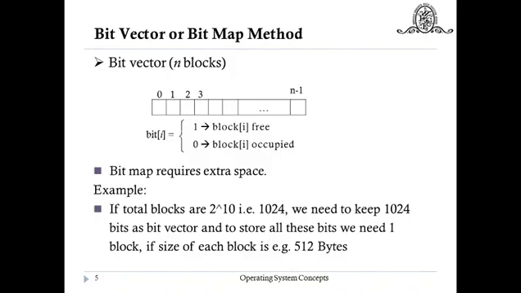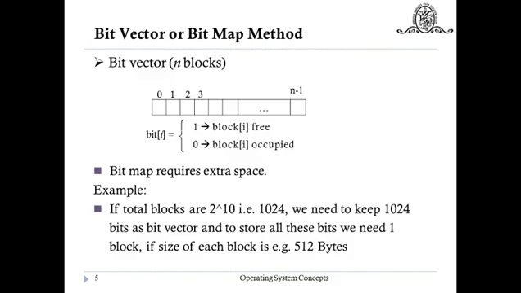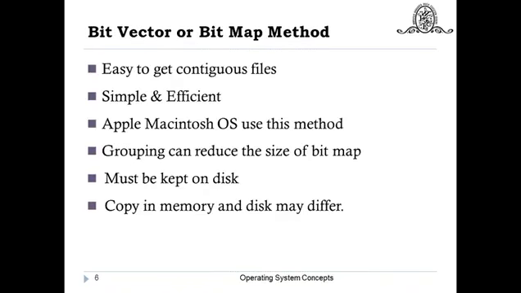So this is the disadvantage of this bit vector, but there are some advantages also. It is easy to get contiguous files. Suppose if I have a bit vector and I find contiguous ones, then that will be treated as contiguous space and that will be allocated to contiguous files. It can be implemented using vectors or an array, and it is easy to implement and it is efficient.